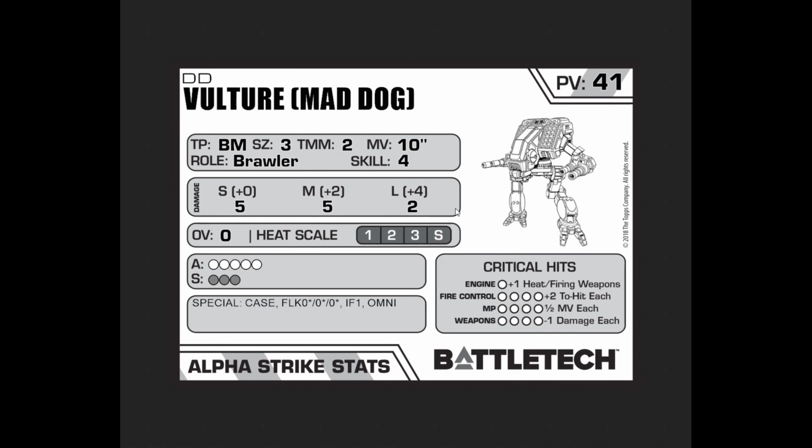Because that's what the Gauss rifles do. So this is the Mad Dog DD. Again, we're back up to 41 points. This has 5 short, 5 medium, 2 long. This one doesn't have an overheat value. Still case, flak, indirect fire, and omni.